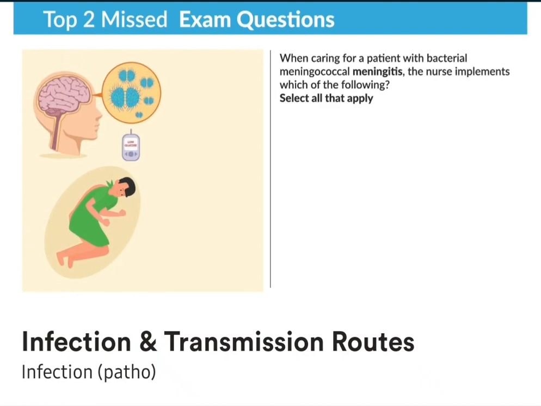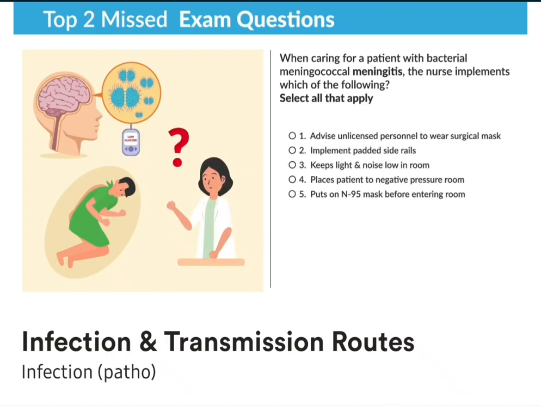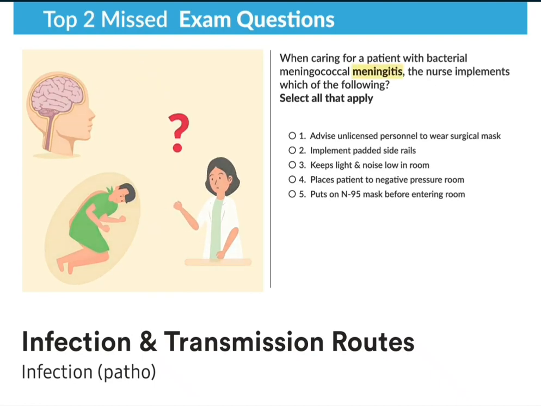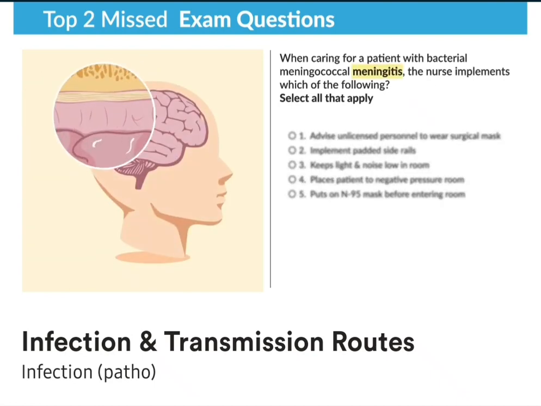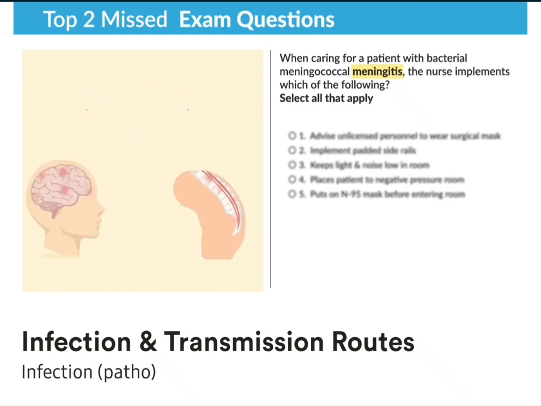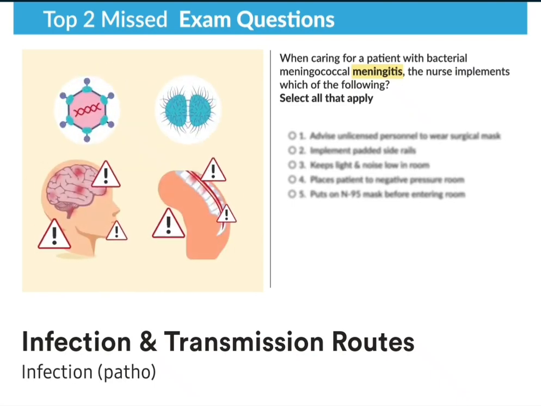Now, question 2, when caring for a patient with bacterial meningococcal meningitis, the nurse implements which of the following? Select all that apply. Okay, the key word here is meningitis. So before looking at the options, what do you know about meningitis? Well, meningitis is the inflammation of the meninges, right?